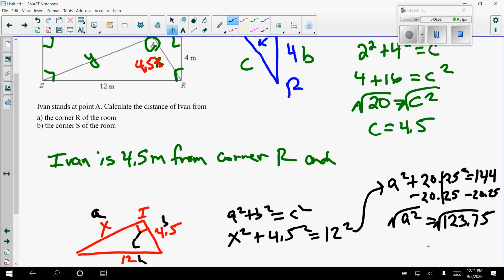So if I square root both sides, I get 11.1. So I go back up here. Now I know Ivan is 4.5 meters from corner R and 11.1 meters from corner S. Okay. Sometimes you got to break down a problem. Just take a breath, think about what you know, think about what you don't know, go from there.